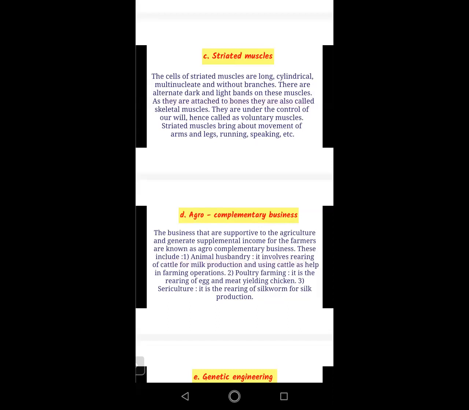This includes animal husbandry, which in Marathi is called पशुपालन, meaning goat farming, which you have learned about in your villages. Goat farming, and also cocks and hens. It involves rearing cattle for milk production. As you know, milk is very expensive today. Milk production, and using the cattle as help in farming operations. Cattle's help is taken for the farming operations. Some kind of cattle.